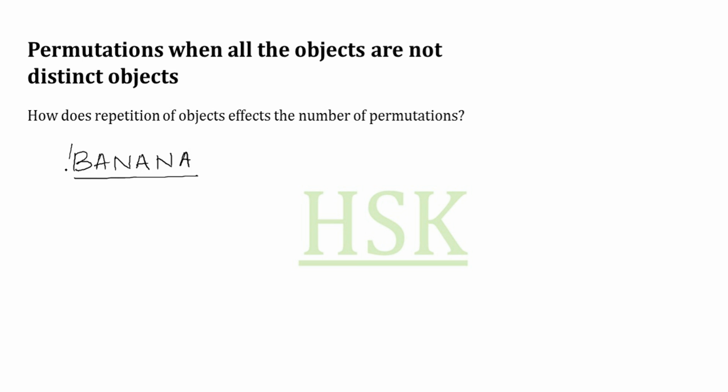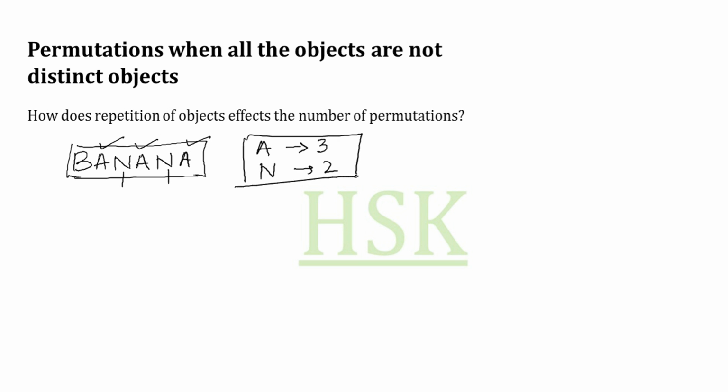Now each letter can be considered as an object. If we consider each letter as an object, then these three A's would be identical, and these two N's would also be identical. So here A is repeating 3 times and N is repeating 2 times. Objects are not distinct and they are repeating. So this is what we mean: all the objects are not distinct, meaning that some objects are repeated.